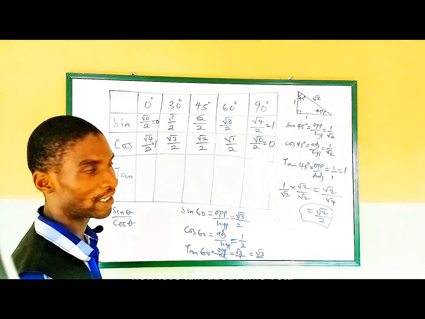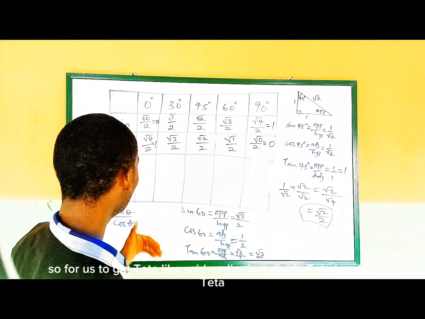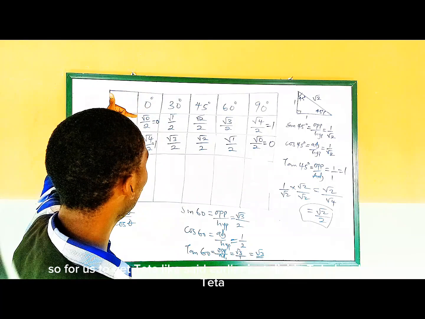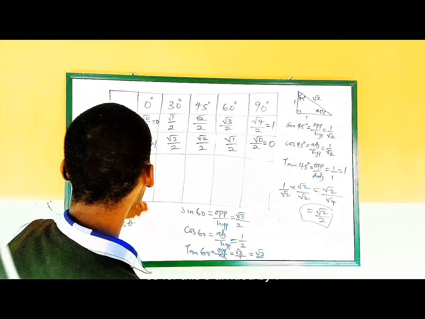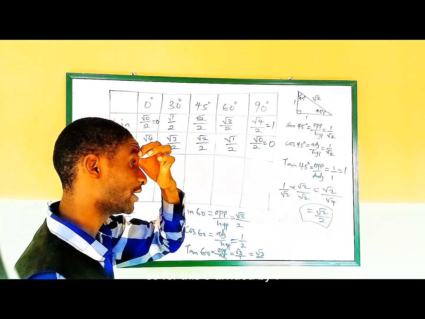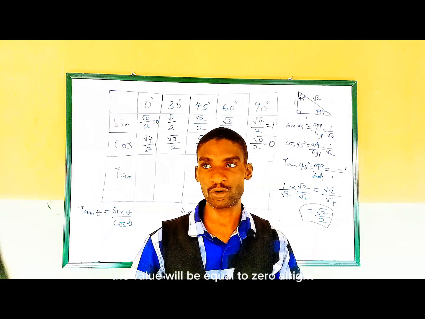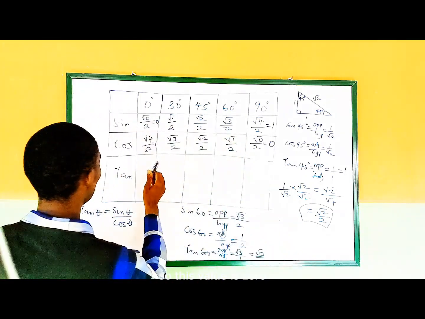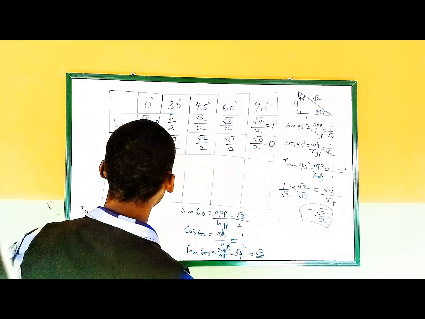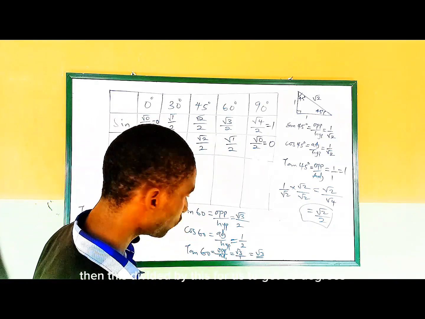Now let's talk about tan theta. For us to get tan theta, like I said earlier, you just divide sin theta by cos theta. So for this, 0 divided by 1, when you divide 0 by any number, the value will be equal to 0. Alright, so this value is 0. Then this divided by this, for us to get 30 degrees.